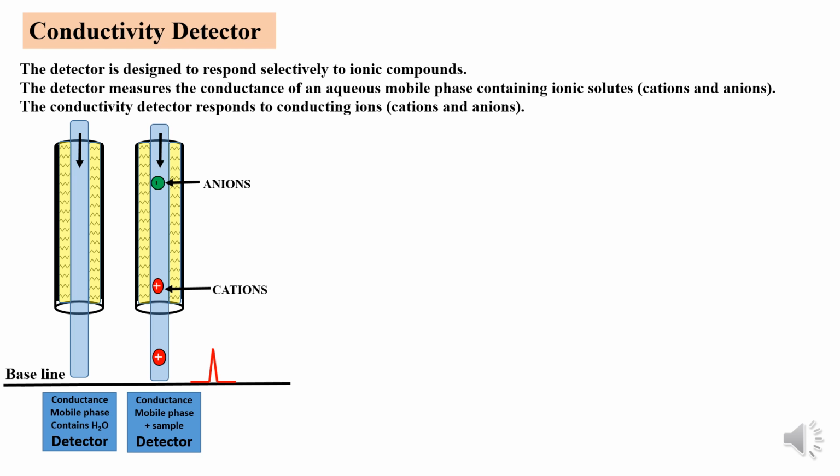So you get a peak. The moment the conducting ions elute out of the column, you see the respective peaks for the ionic solutes that are being separated. So here the principle of separation is purely based on the conductance of the ionic solutes, that is conductance contributed by the cations and anions of the given sample ionic compound.